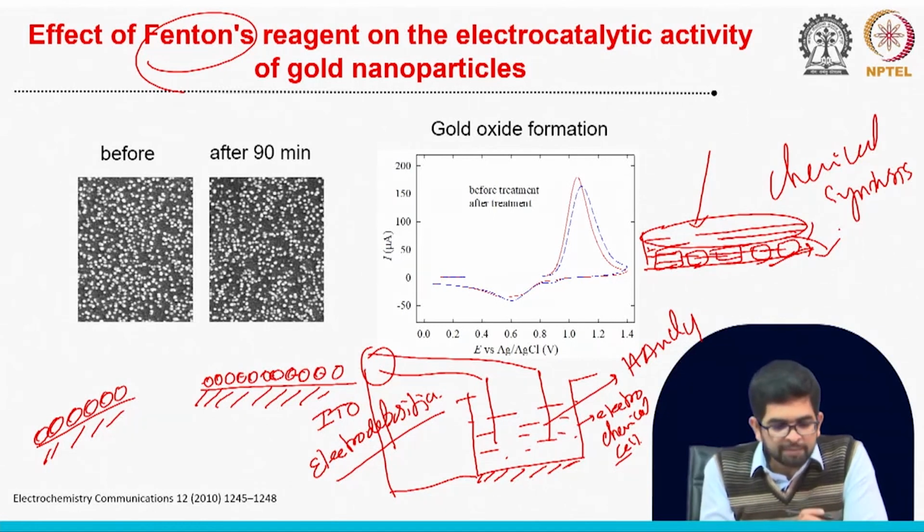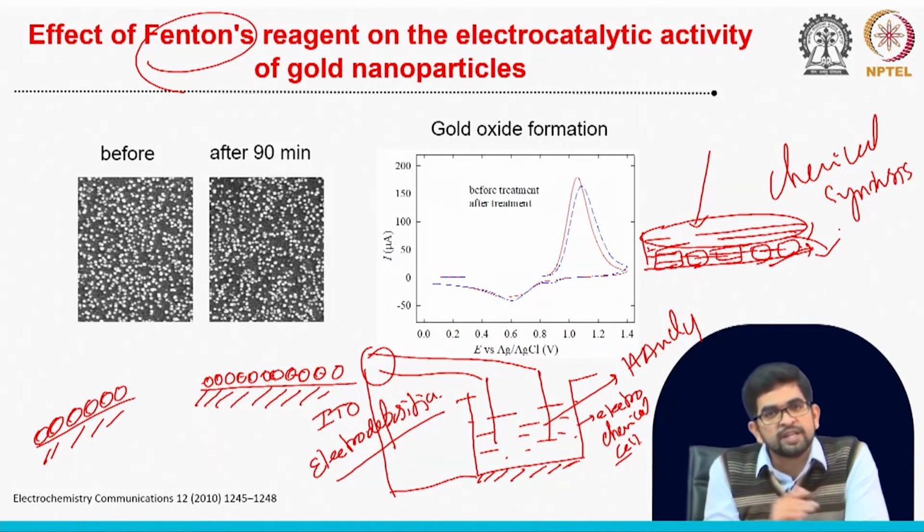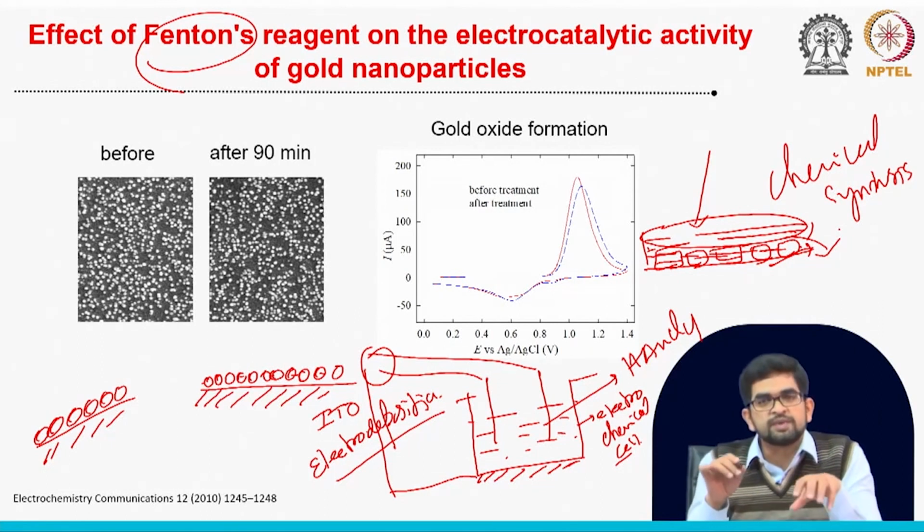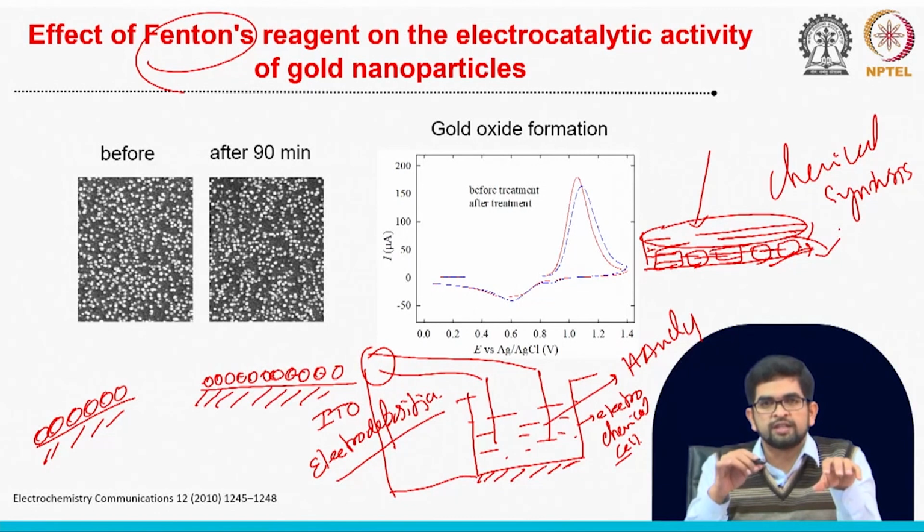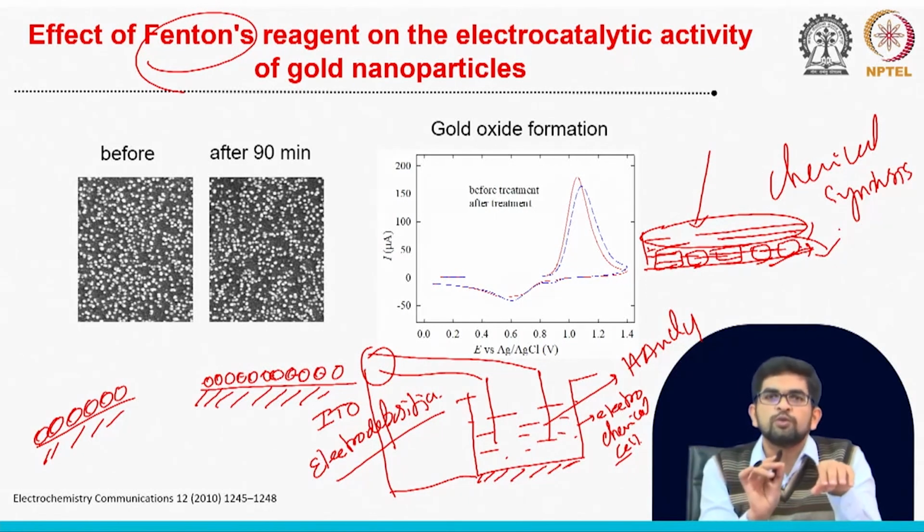Then one important phenomenon you please remember: last time when I told you about the gold disc electrode, after the Fenton treatment the surface became very smooth, right? When you check the atomic force micrograph image before and after treatment, the surface roughness actually changed. Before treatment it is very rough, and you can remember the hill and valley type surface, but after Fenton treatment you saw the surface become almost smooth.